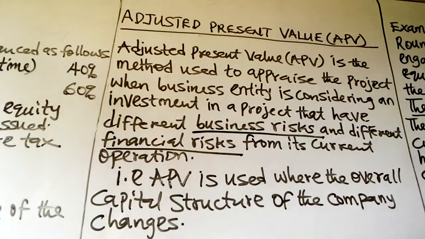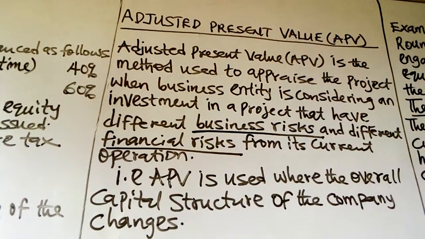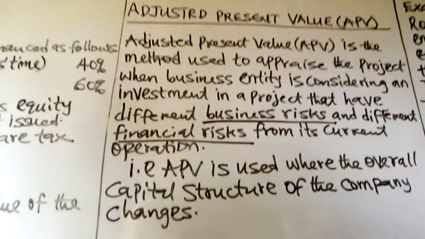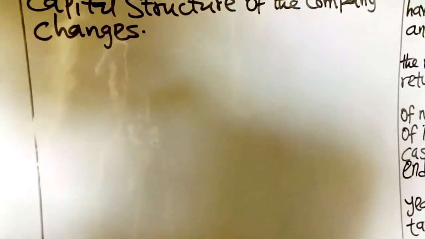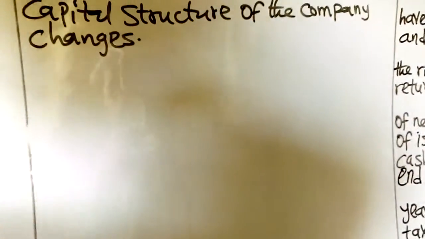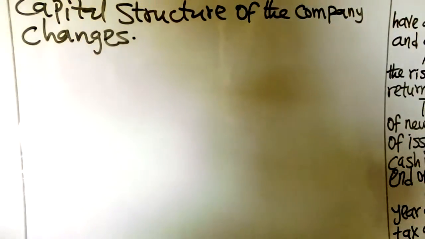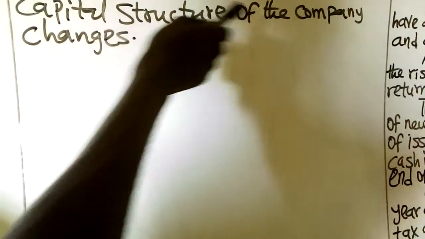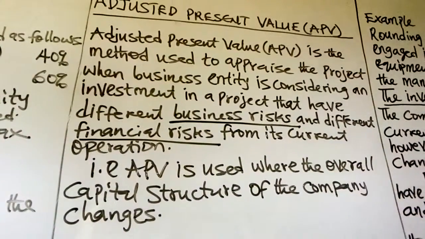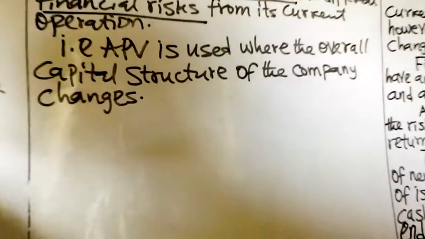By capital structure, we mean the various sources of finance, which may include debt and equity. So, I've told you that APV is used where the overall capital structure of the company changes.